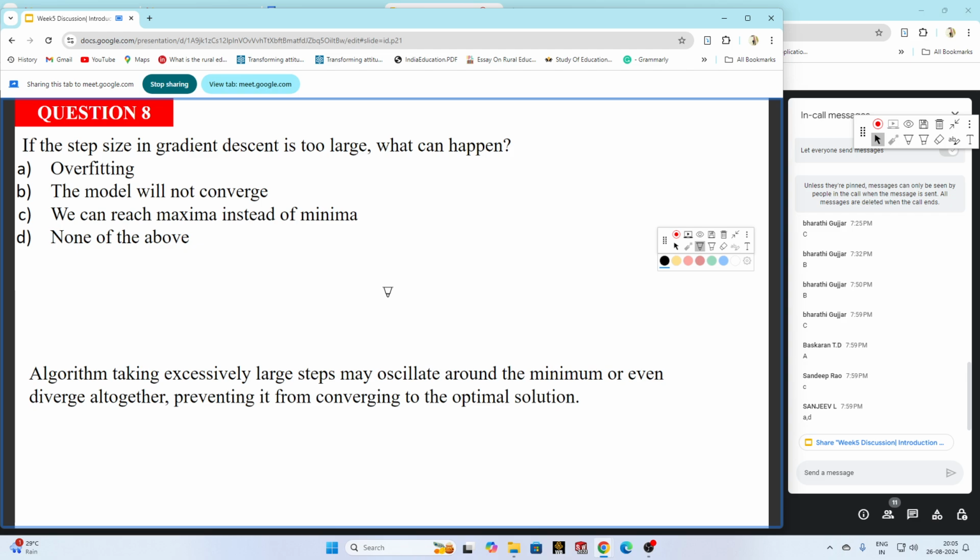Okay, let me move on to the next question. If the step size in a gradient descent is too large, what can happen? Option A, overfitting. Option B, the model will not converge. Option C, we can reach maxima instead of minima. Option D, none of the above.